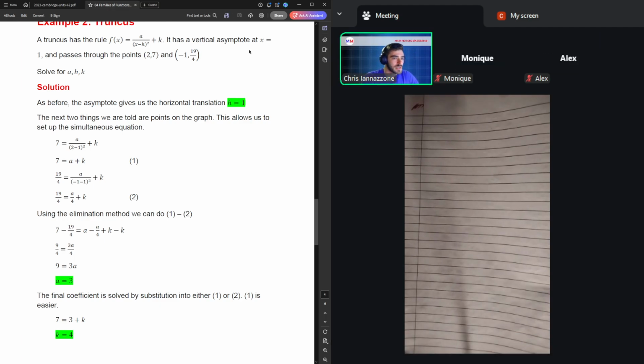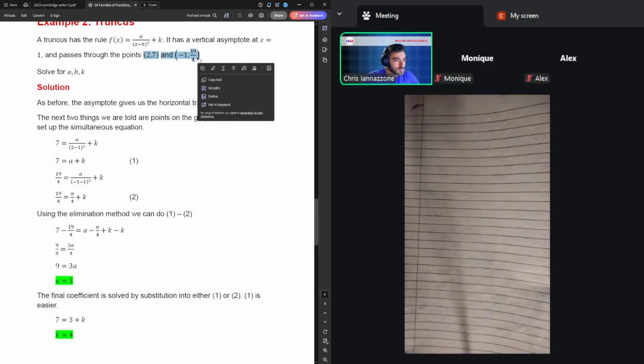So how are we going to handle it? The easiest one to work with is the vertical asymptote, right? That's just directly going to be corresponding to the horizontal translation, just like it was in the hyperbola. So we're going to get h equals 1 because we want to get it to x equals 1 for the vertical asymptote, shifting right by 1.